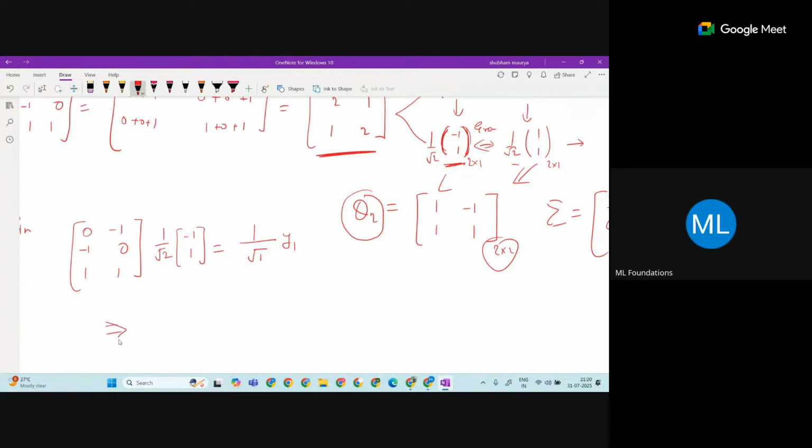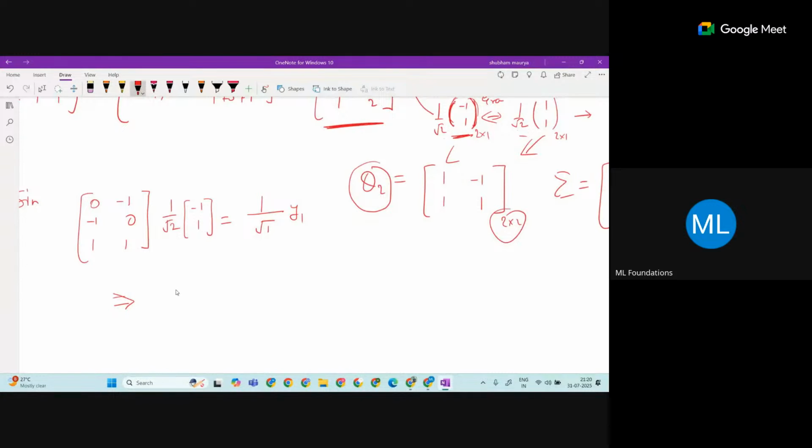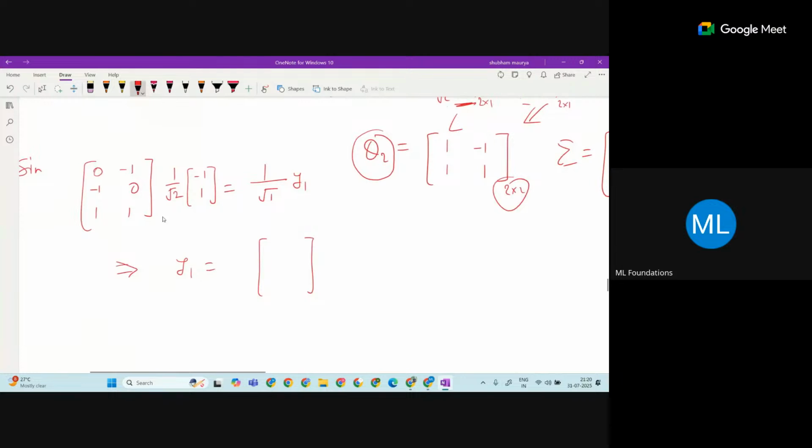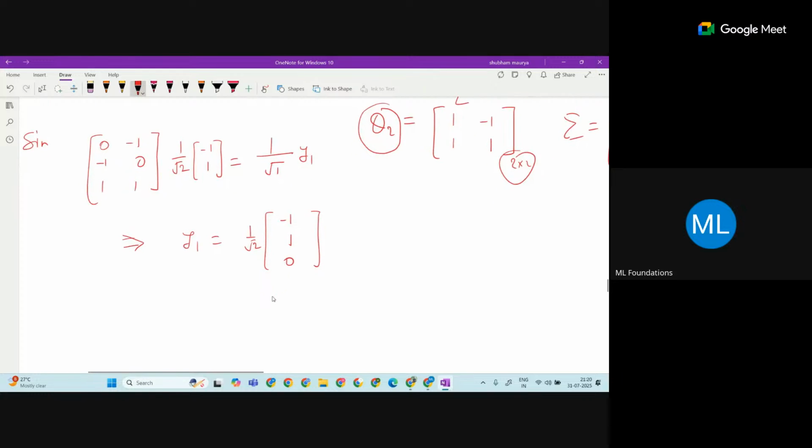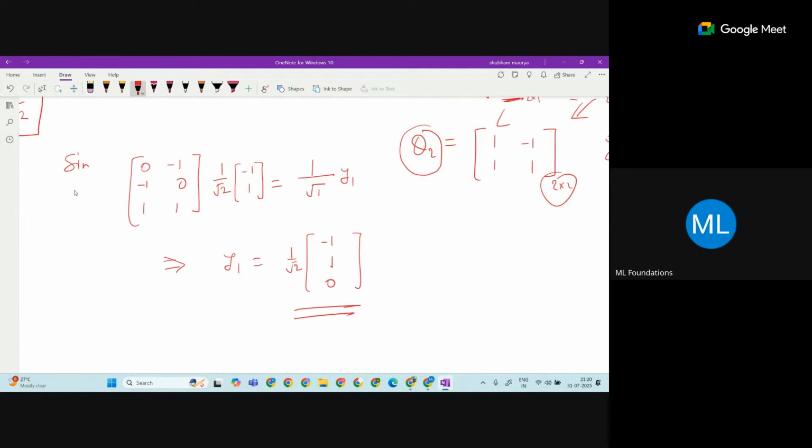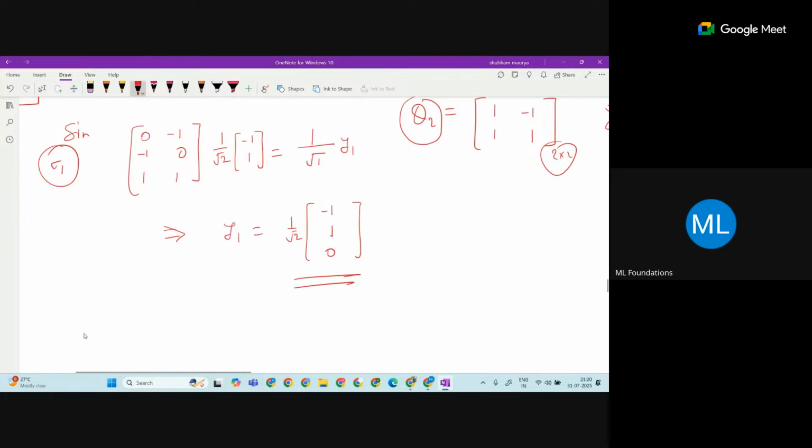If you multiply it here, y1 is equal to the vector we will get. This is 0, 1. If you multiply it here, this is going to be minus 1, with 1 upon root 2 outside. And if you multiply, this is 1, just 1. If you multiply, this is 0. So y1 we got this one. This is for sigma 1. Let's do it for sigma 2. So again, write the matrix.